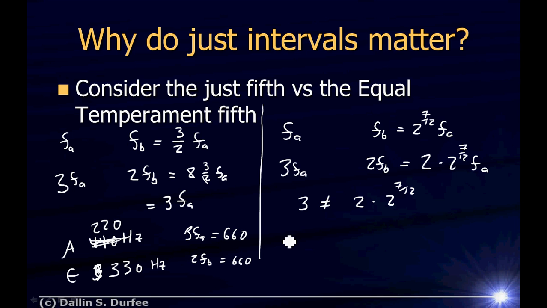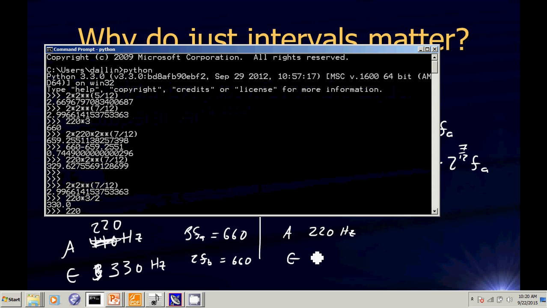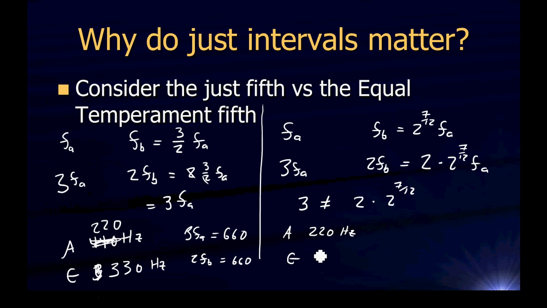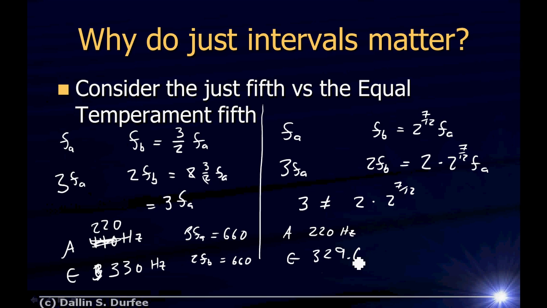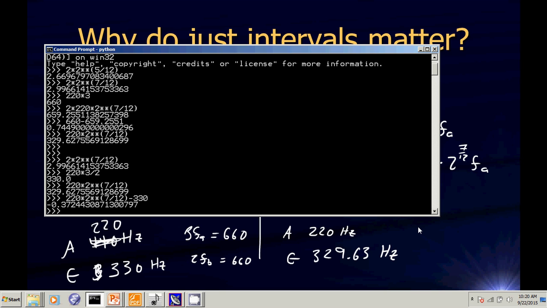But if I do an equal temperament scale, and I start with an A at 220 hertz, the E, which is 7 half steps above, a fifth above that, is going to be 220 hertz times 2 to the 7/12, which is 329.63, let's say. So 329.63 hertz. That's what we said it would be. And the beat rate will then be, take that, minus 330.